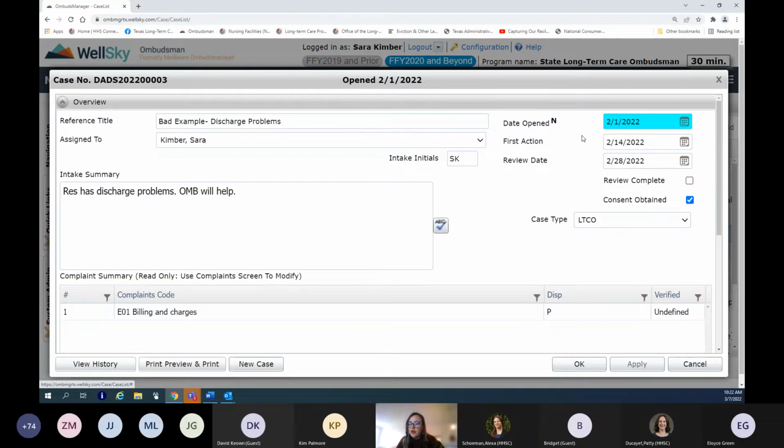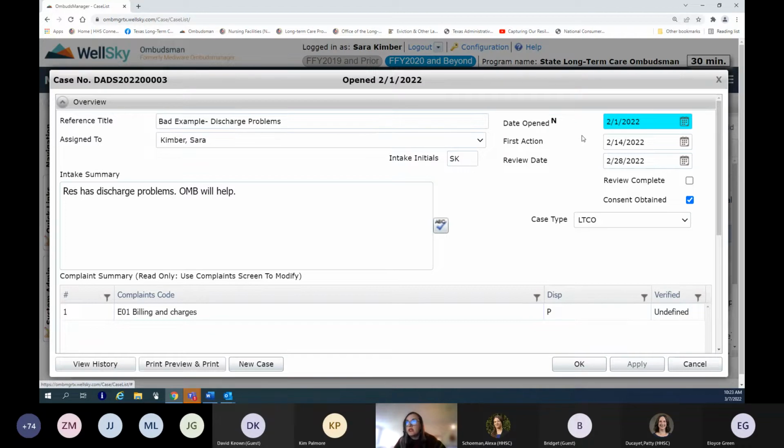First action date too far out. Yeah, way too long. If you open this on the 1st and you're saying you didn't do anything till Valentine's Day, that's 2 weeks. And we're looking at this intake summary. So the resident has just discharge problems. Again, we don't know what those are.